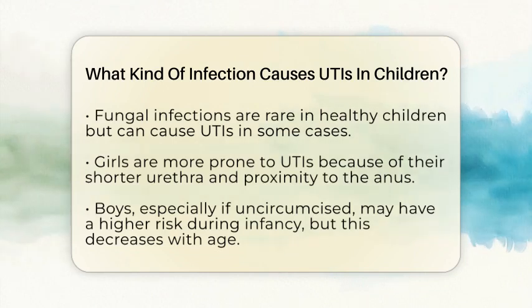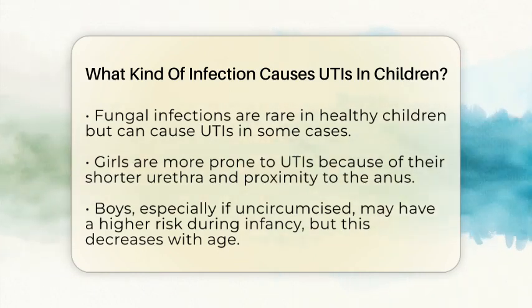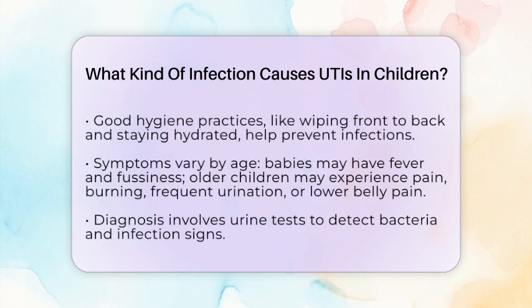The way these infections happen is often linked to anatomy and hygiene. Girls are more prone to UTIs because their urethra is shorter and closer to the anus, making it easier for bacteria to reach the bladder. Boys, especially if they are not circumcised, may have a slightly higher risk during infancy, but this risk decreases as they grow older. Good hygiene practices, like wiping from front to back after using the bathroom, drinking plenty of fluids, and urinating regularly help prevent bacteria from entering the urinary system.